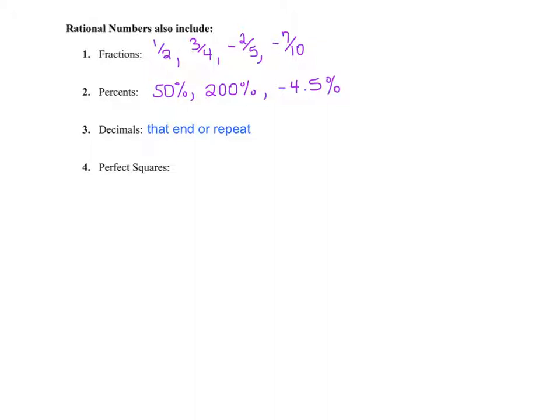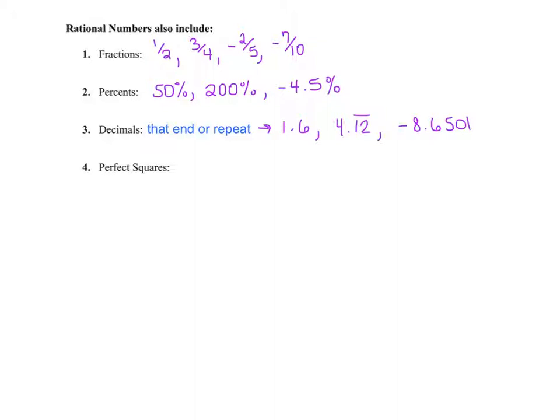So for example, 1.6, that's a rational number. It ends. Another example is 4.12 repeating. Since it repeats, it's a rational number. Another example is -8.6501. It ends at 1, therefore it's a rational number.